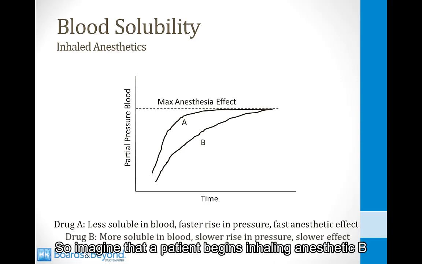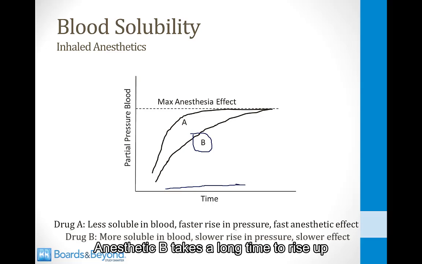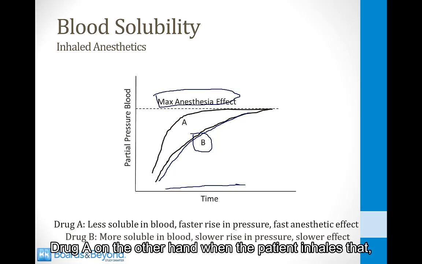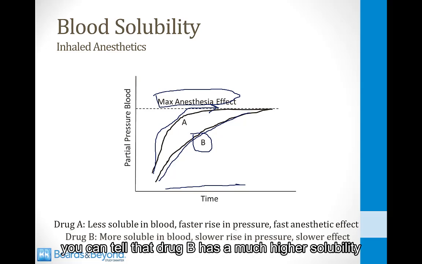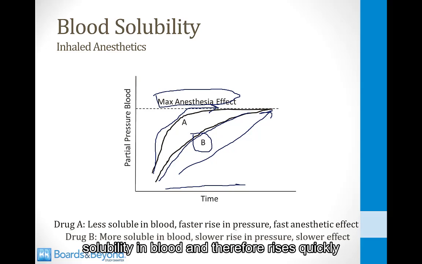So imagine that a patient begins inhaling anesthetic B, and we measure the partial pressure of that anesthetic in their bloodstream over time. Anesthetic B takes a long time to rise up to its maximum value where it will yield its maximum anesthesia effect. Drug A, on the other hand, when the patient inhales that, it quickly rises up to its max effect. Therefore, from this graph, you can tell that drug B has a much higher solubility in blood, and therefore it takes a longer time to get up to this max effect. Drug A, on the other hand, has a much lower solubility in blood and therefore rises quickly to the max anesthetic effect.